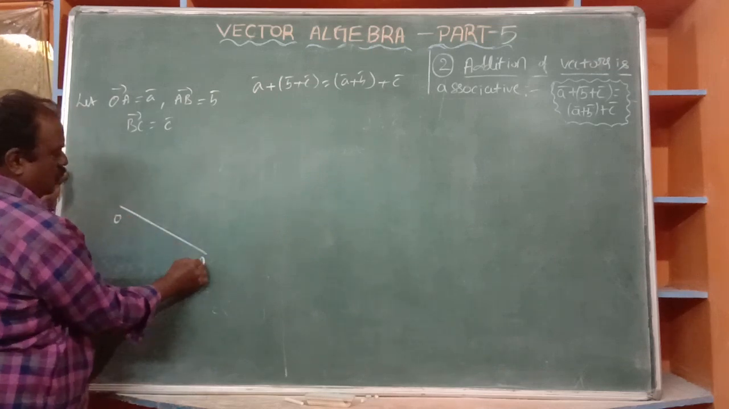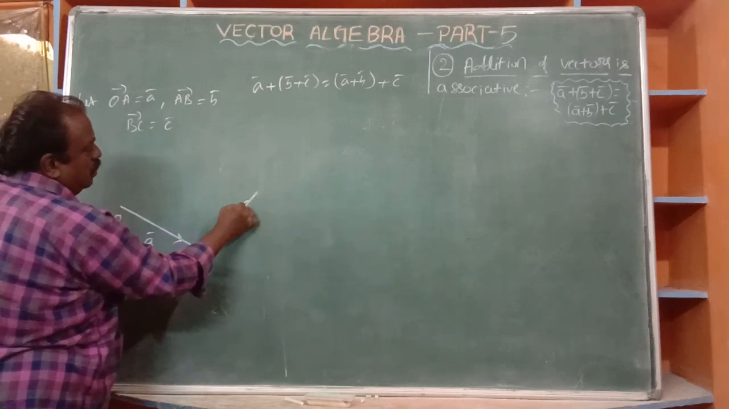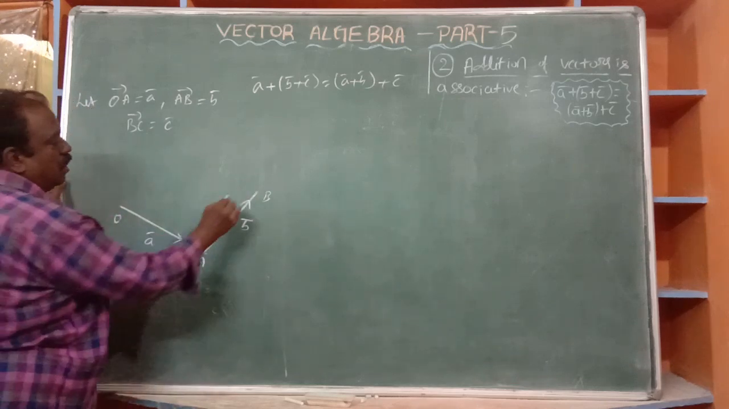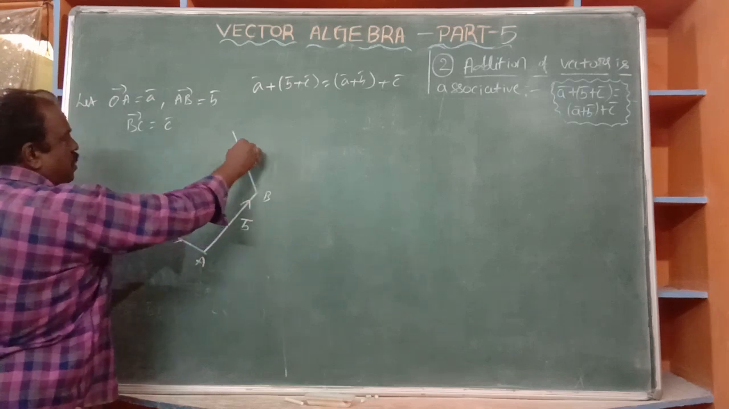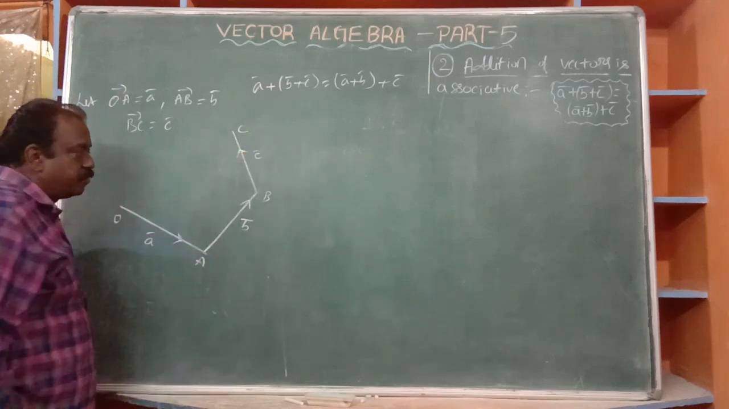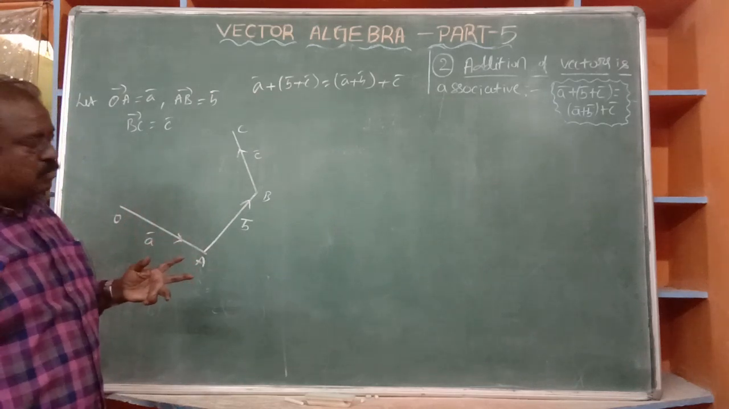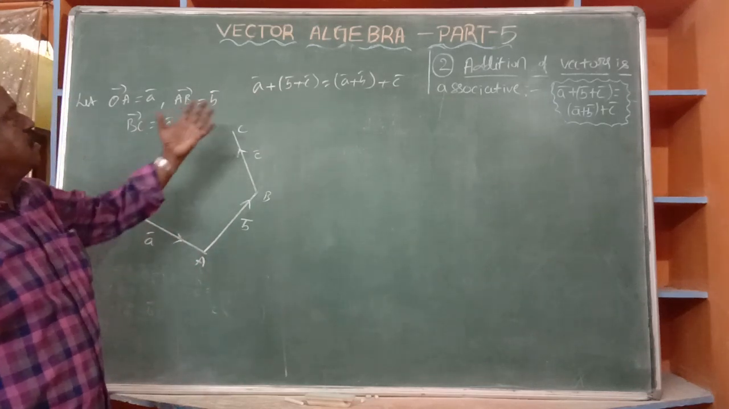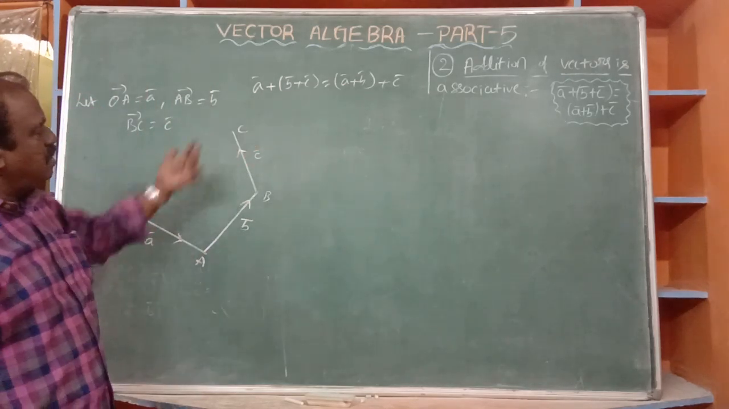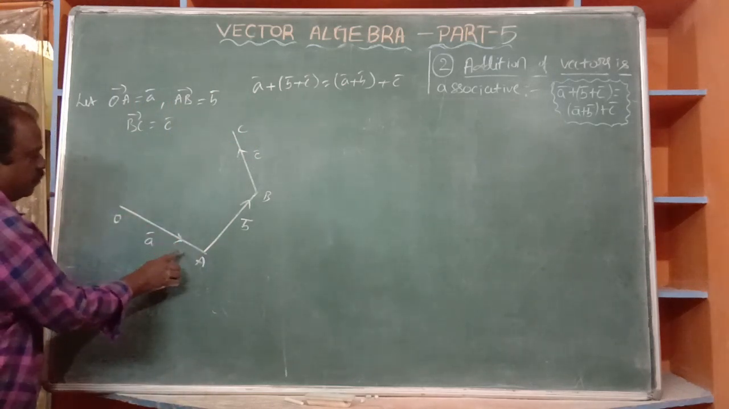Now, OA bar is A bar, AB bar is equal to B bar, and BC bar is equal to C bar. Here also you may feel, sir, why don't you draw a parallelogram? It is not needed. It is a quadrilateral. Why? Because A bar, B bar, C bar are not parallel. C bar is not parallel to A bar, not given. They are different vectors, so I am writing in a different condition with the direction.